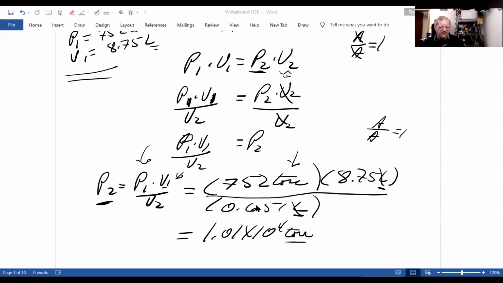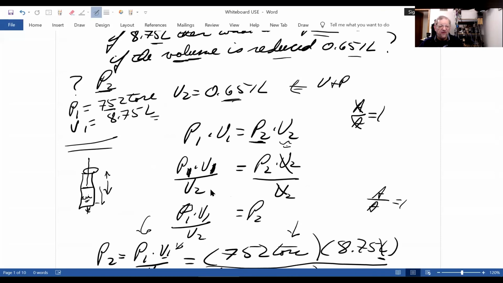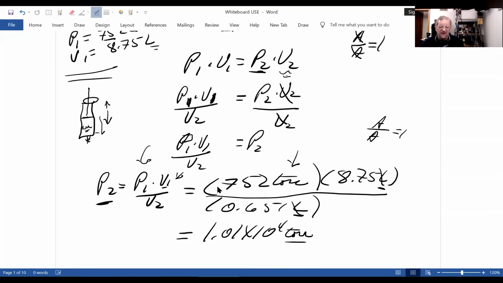Now, we had a cylinder, a warning, artwork. Dr. White will never go to art school. If I have a cylinder and I have a plunger so I can move it up or down, and a little valve here, when I pushed the plunger down, if I had air inside, what happened to the pressure? Well, it started here at 752, roughly 1,000 torr, and it ends up at 10,000 torr. So it's 10 times higher. So by pushing this plunger down, by compressing it, I've increased the pressure.